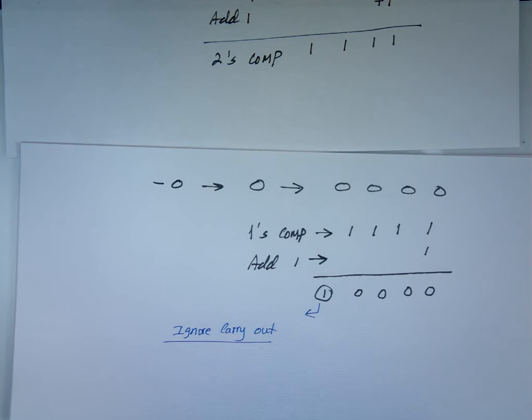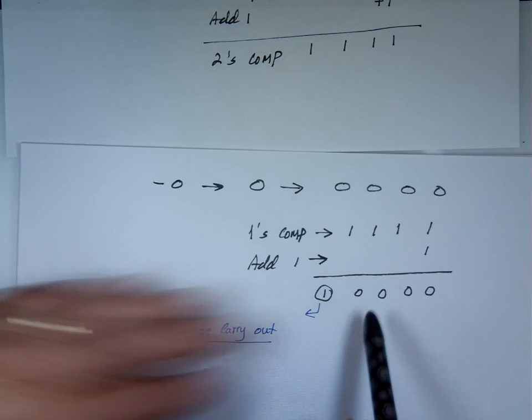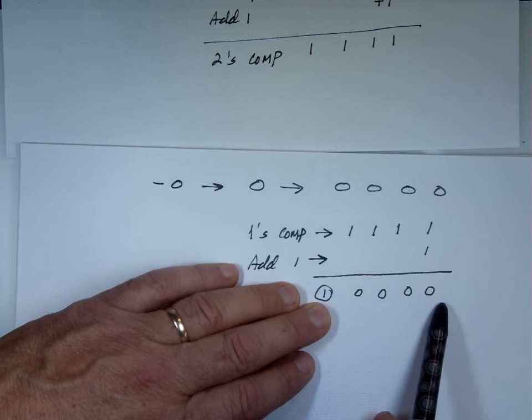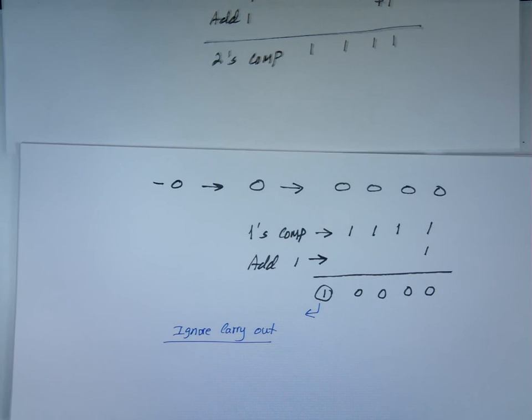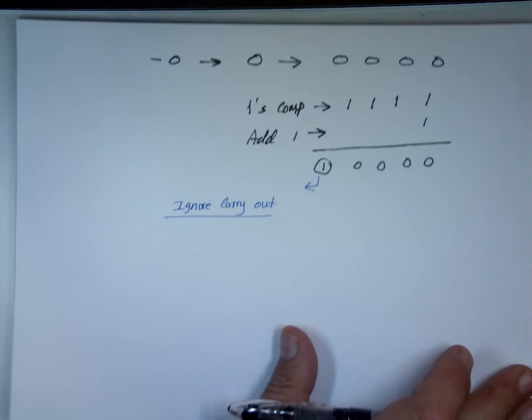Because if you leave that one, it goes, oh, that's a 16. Well, negative 0, there is no such thing as 16. Negative 0 is the same as plus 0, which should be 0. So that carry out here, we're going to neglect that. So let's take an example and show you how that works with 2's complement.